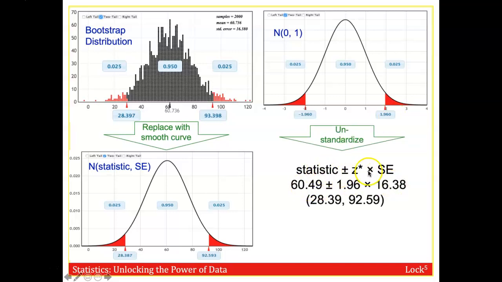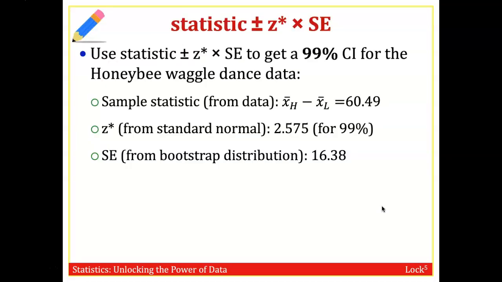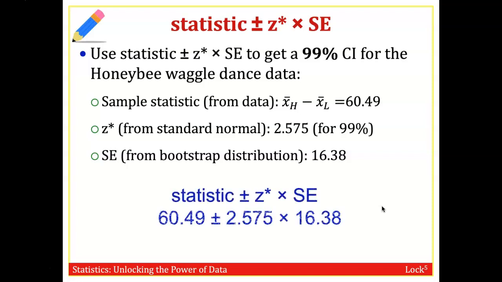The method is statistic plus or minus z-star times the standard error to get an interval. All right. Okay. So, middle 95%. If we wanted another level of confidence, we'd pick another middle percent. And I've already shown you the 99% interval in R, so I think we're ready to move on and summarize.